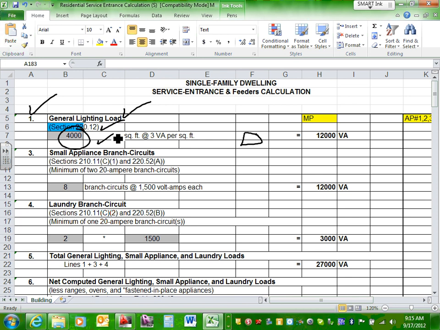Because Jeff, as you and I know, I can tell you right now what the size is going to be before you start. It's going to be 100 amp. All of them are going to be 100 amp. The main panel is going to be 150 most likely, and the apartment panel is going to be 450 or 500. I'm telling you before you even start, because we've done it many times.